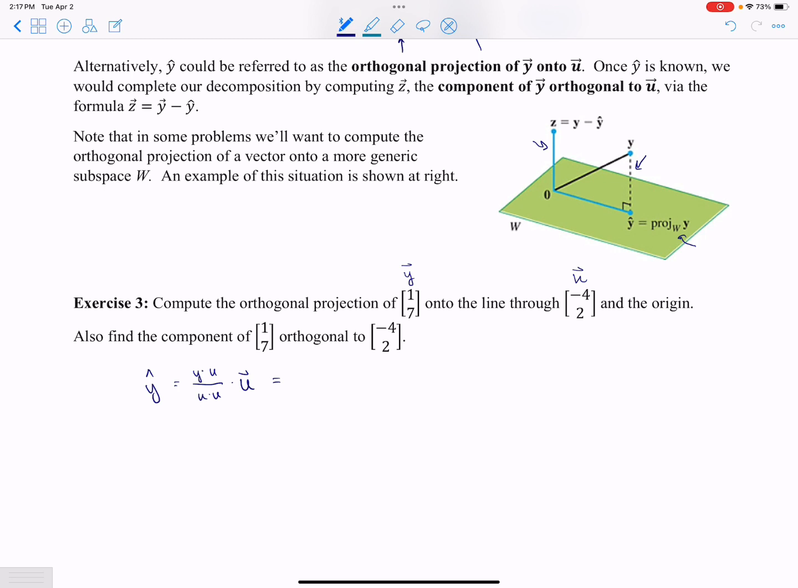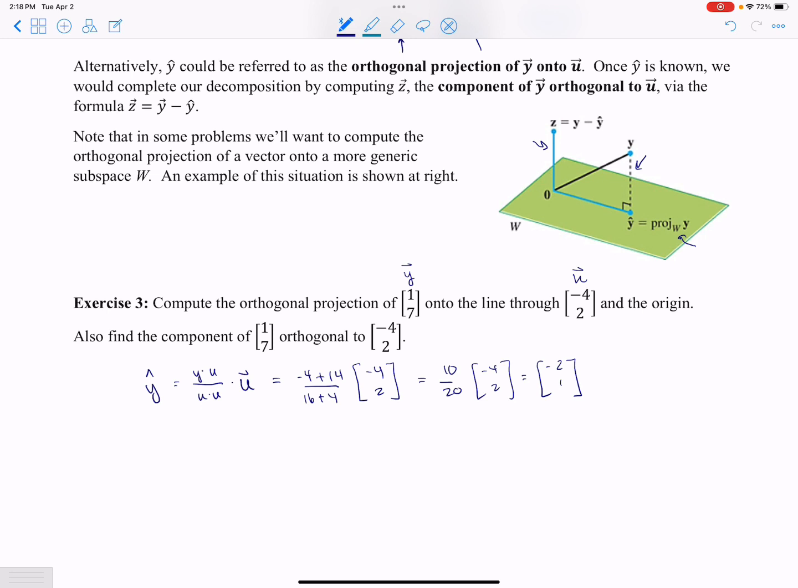So if I take the dot product between y and u, I get negative 4 plus 14, over u dotted with itself, 16 plus 4, times (-4, 2). Just simplifying, I get 10 over 20, so that's 1/2. I get (-2, 1). So the orthogonal projection of (1, 7) onto the line (-4, 2) is (-2, 1).